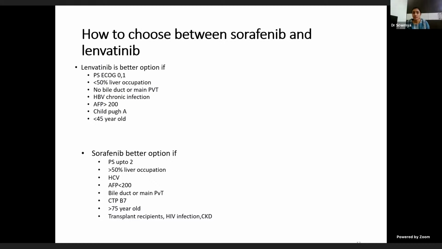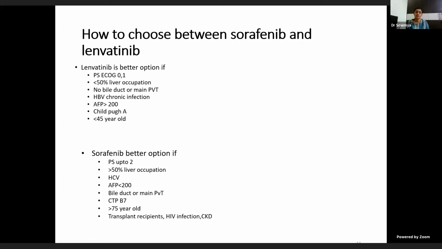So when it comes to how to choose between sorafenib and lenvatinib, I think nowadays sorafenib is almost obsolete from clinical practice, and for all practical purposes lenvatinib has been chosen as a first-line therapy. It is still a better option if performance status is better, that is ECOG 0 or 1, if less than 50% of the liver is occupied by the tumor, where there is no bile duct or main portal vein invasion, with higher AFP levels, that is more than 200, chronic hepatitis B related HCC, Child-Pugh A, and younger age groups.